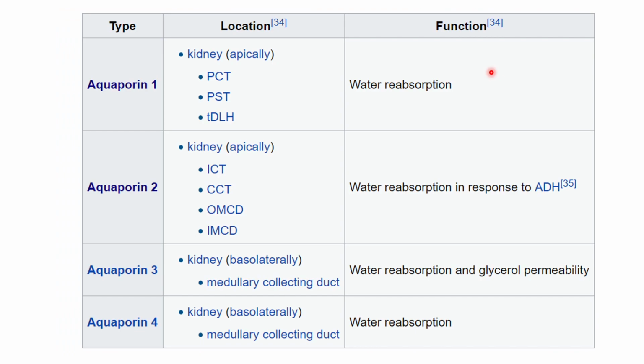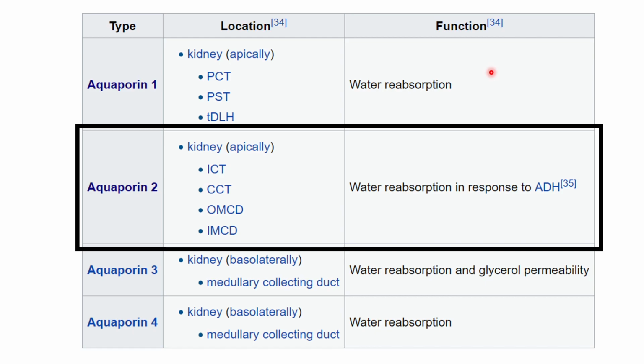So let me just point out that there are actually a lot of types of aquaporins and it is situated in the different areas of our epithelial cell. What you need to remember is your aquaporin 2 because as stated here, it is specifically for the reabsorption of water which is in response to your antidiuretic hormone.